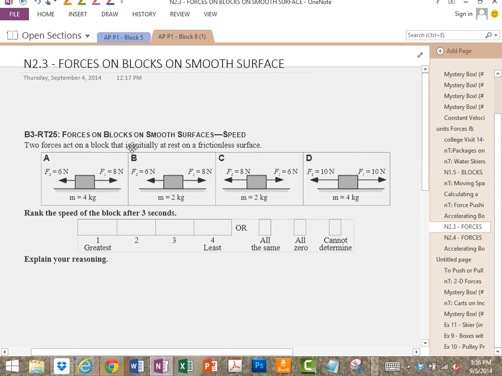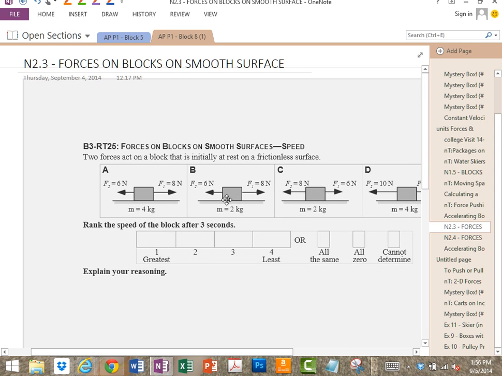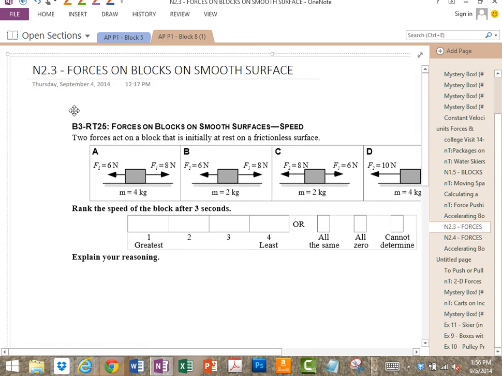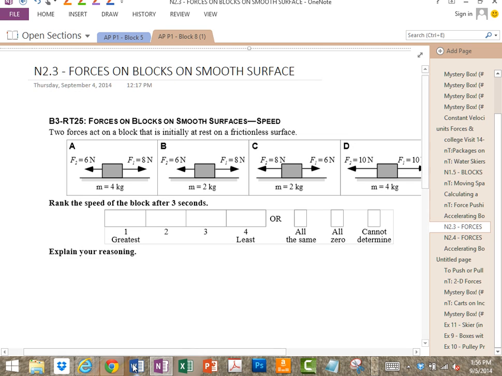Okay. Can you see that? Is that big enough or no, we want it bigger? Bigger. Bigger. How about that?